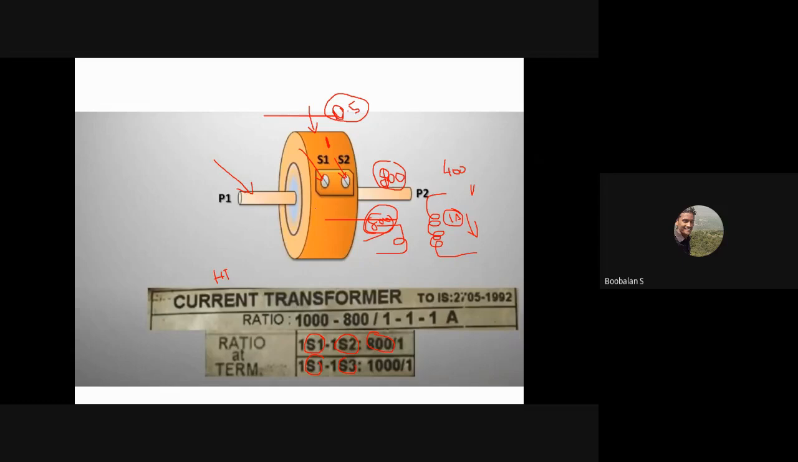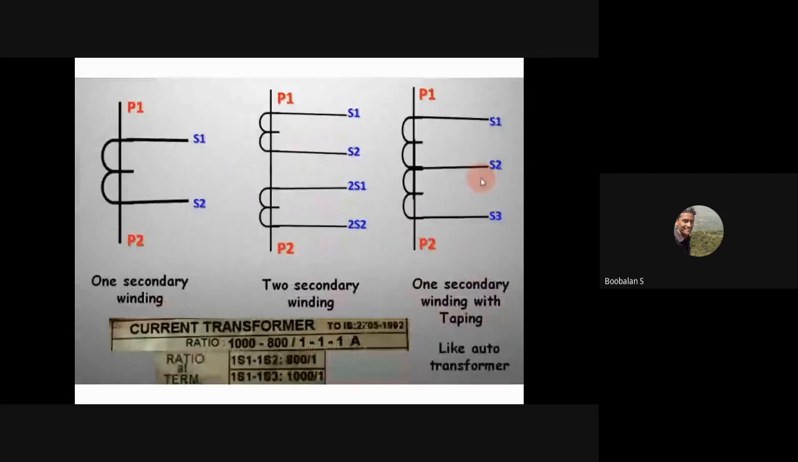So this same CT, you could measure 1000 ampere also, right? We'll see 50,000 ampere can be measured with the same CT, right? So we'll have three different types of CTs available in the market, right? So only one secondary winding, right?